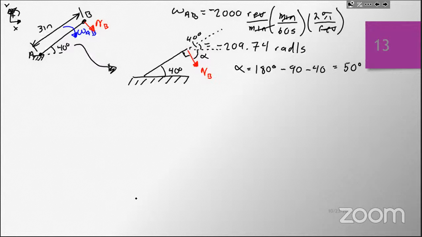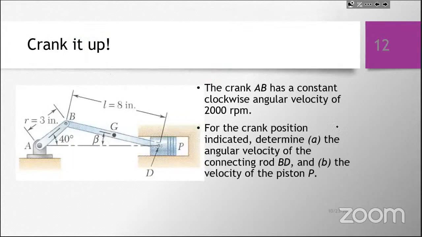So what's the first part? I need to figure out what the velocity of point B is. Why? Because remember what we're trying to find: the angular velocity of the connecting rod, BD. I need the angular velocity of this, and I need the velocity of the piston. I need two things.